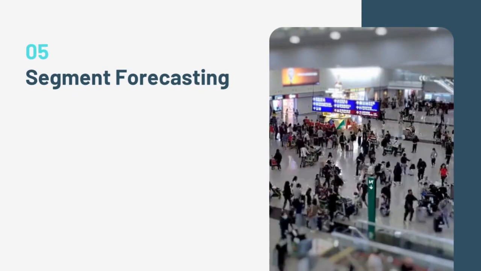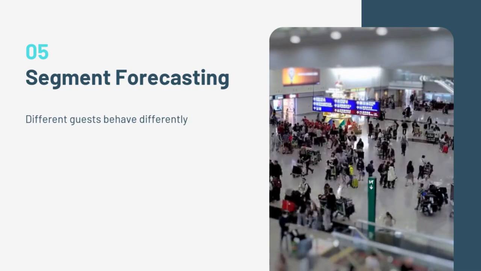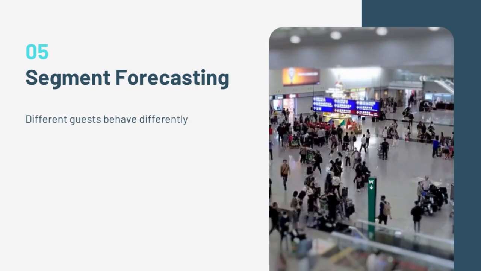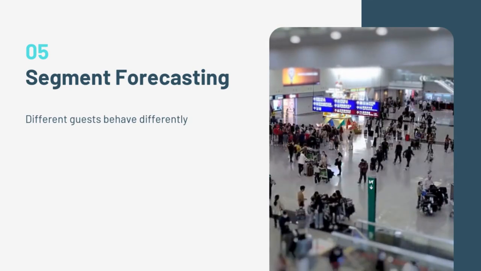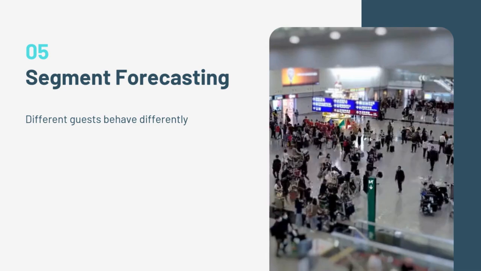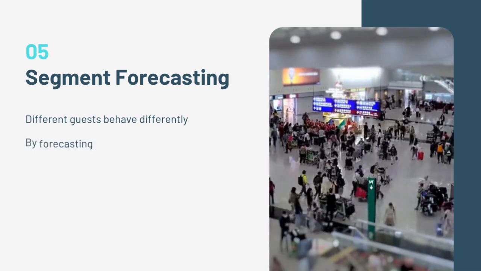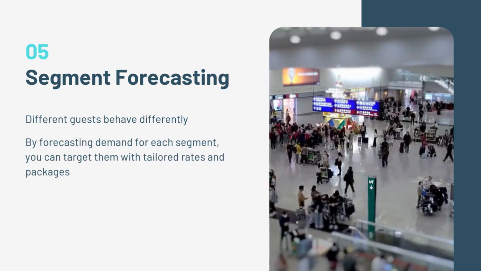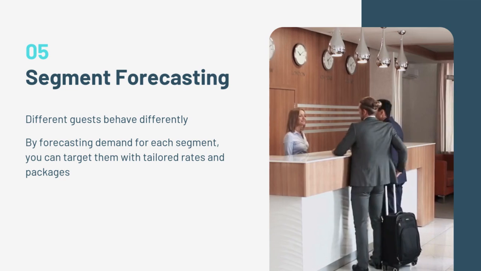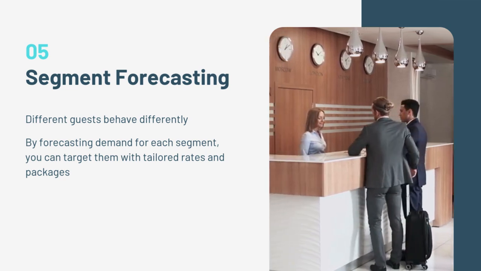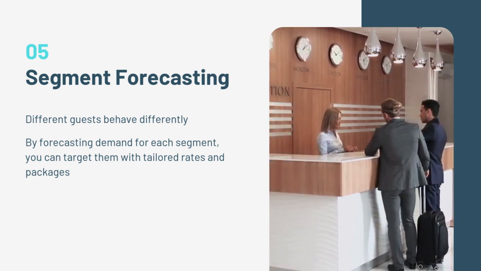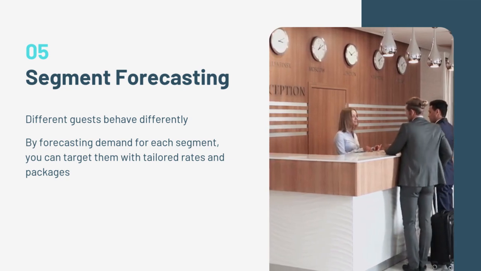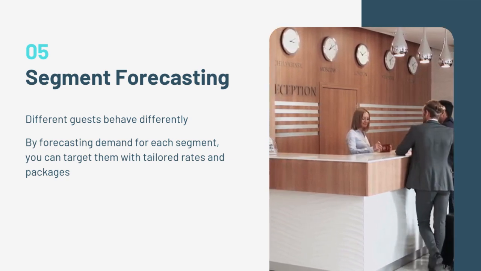Finally, segment forecasting. Different guest segments behave differently. For instance, corporate guests may book last minute, while leisure travelers book months ahead. By forecasting demand for each segment, you can target them with tailored rates and packages. If you see a rise in corporate bookings for the next quarter, offering flexible weekday rates could attract more business travelers, while weekend discounts might appeal to leisure guests.